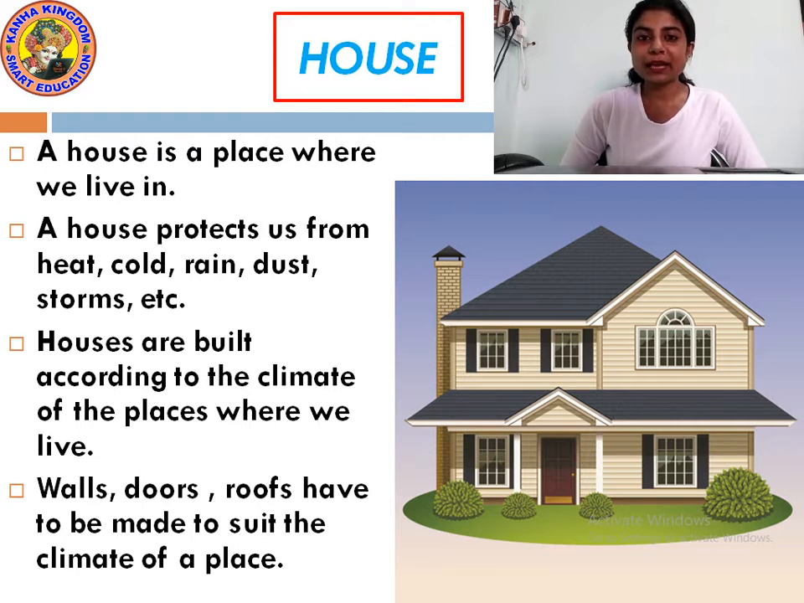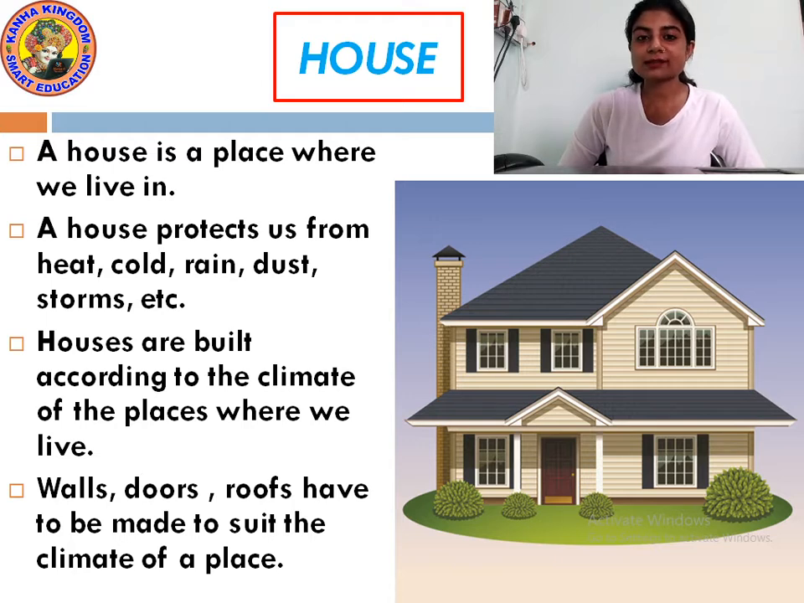A house is a place where we live in, and a house protects us from heat, cold, rain, dust, storms, etc. Okay? And a house is built according to the climate of the places that we live in. Understood? Now let us move to the next point, that is types of houses.